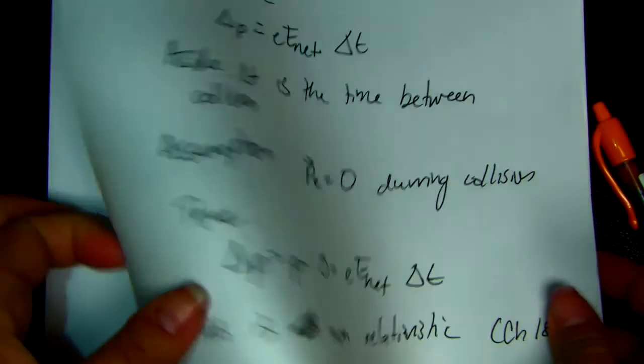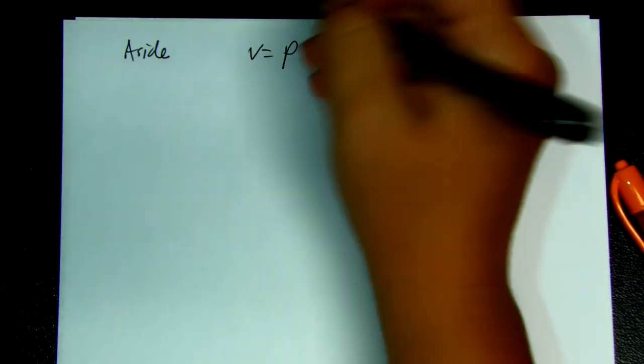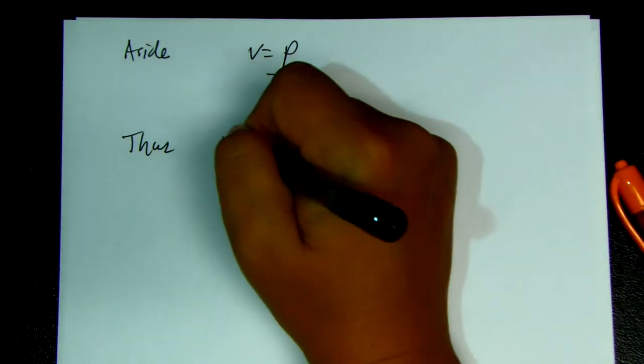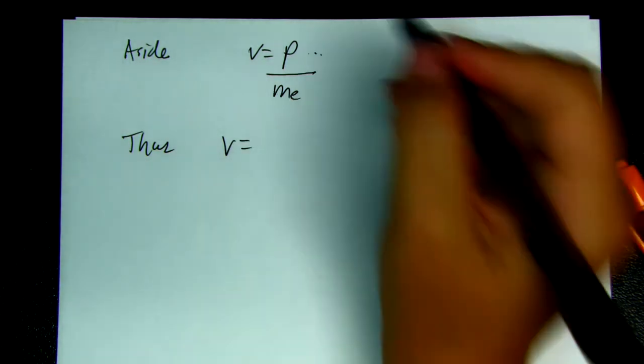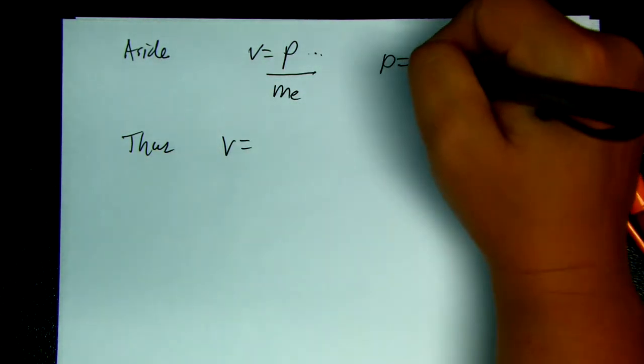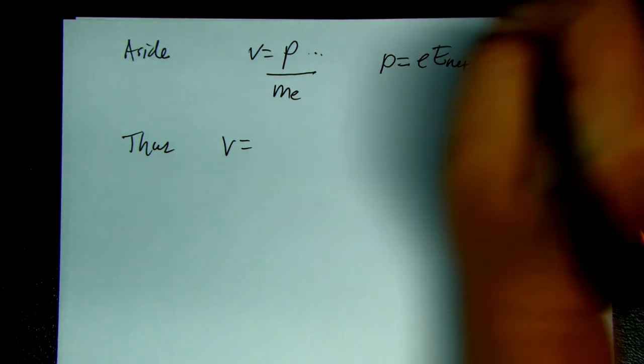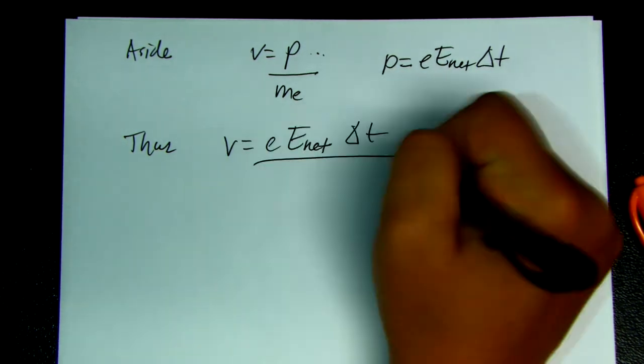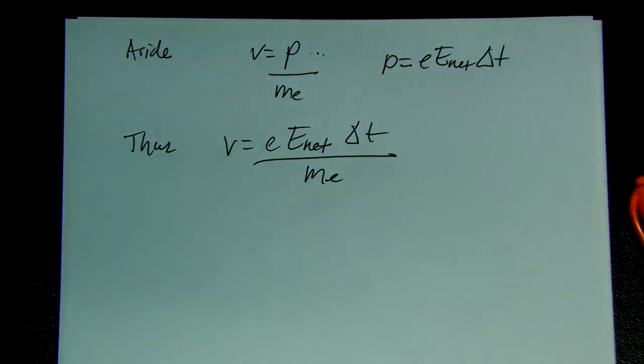All right, continuing on with this derivation. By the way, derivations like this can get you out of a bind if you're ever taking an exam, not just in my class, but a standardized exam as well, and you need to figure something out. So the velocity is equal to the momentum divided by the mass of the electron. Since P is equal to E net delta T, velocity is equal to E times the net electric field times delta T, divided by the mass of the electron.